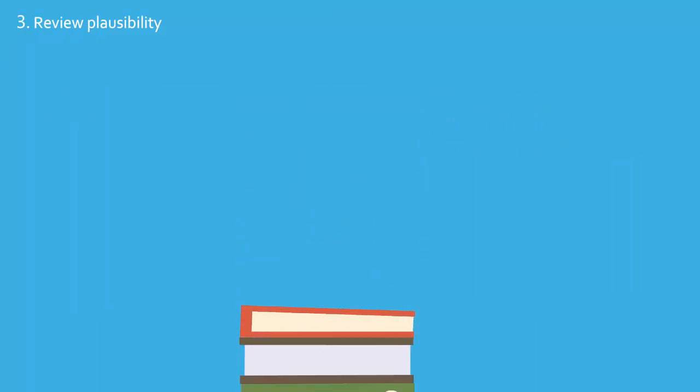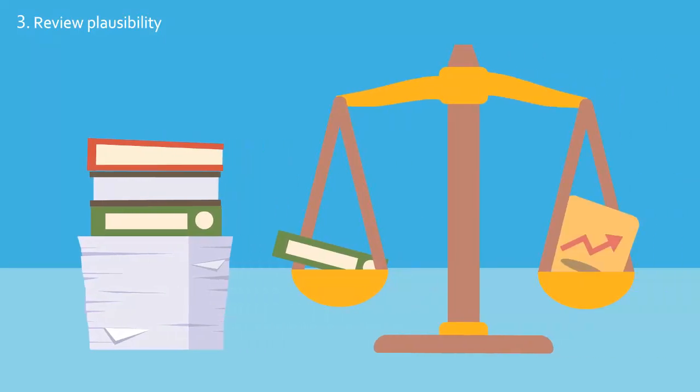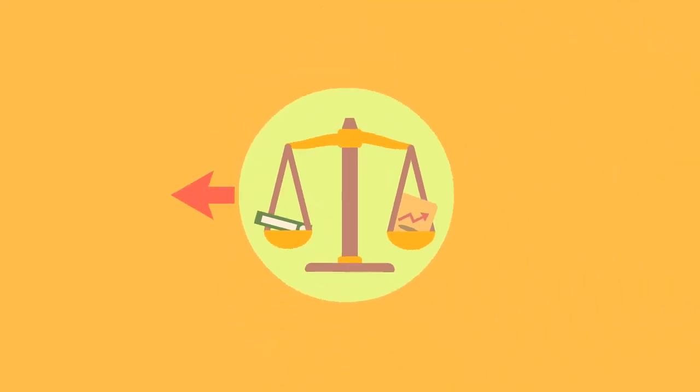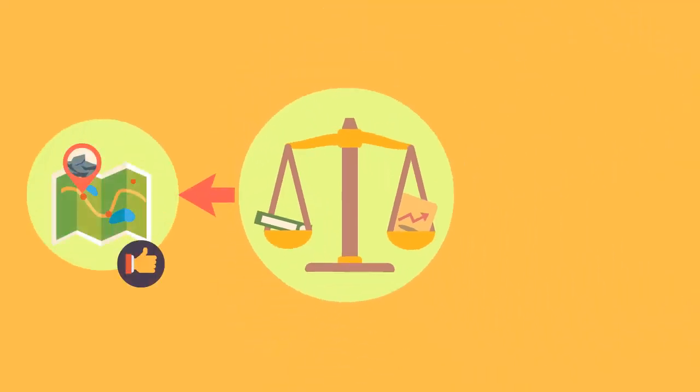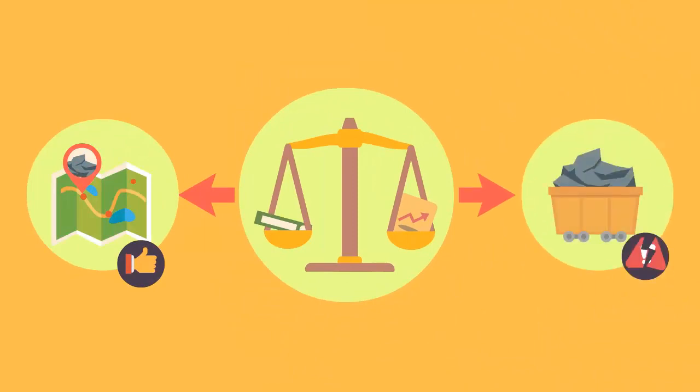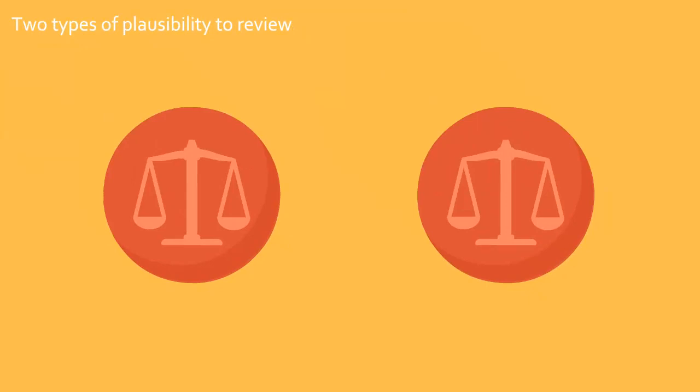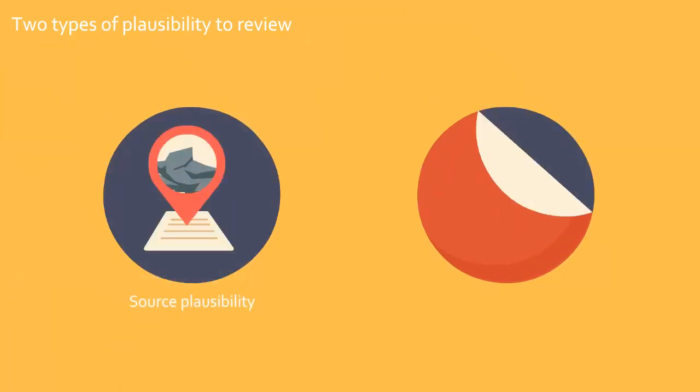At this point, you have the data and documentation about your supplier and the origin of the materials. Before you accept an order, you need to review plausibility. This means reviewing the evidence to be confident about the origin and ensure there are no discrepancies or red flags. There are two types of plausibility to review: source plausibility and transaction plausibility.